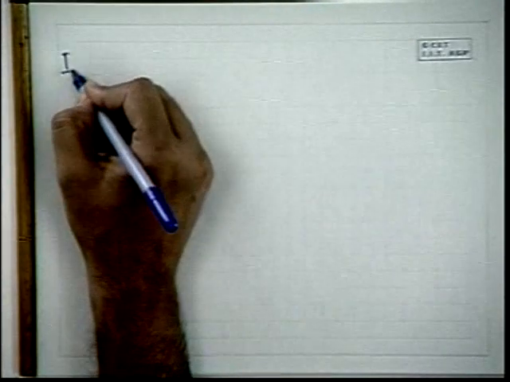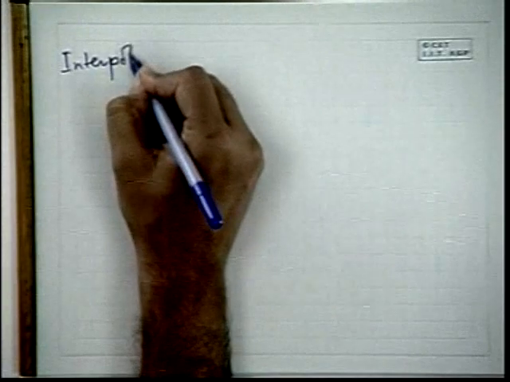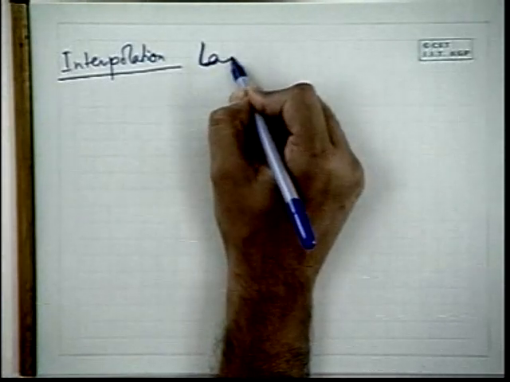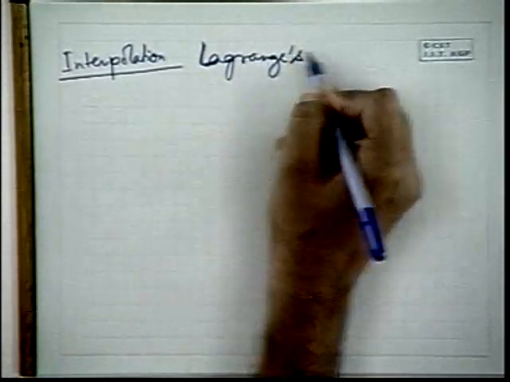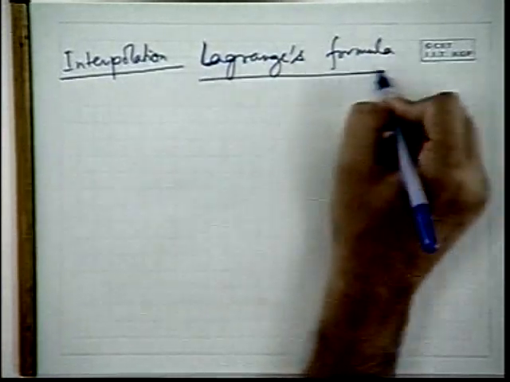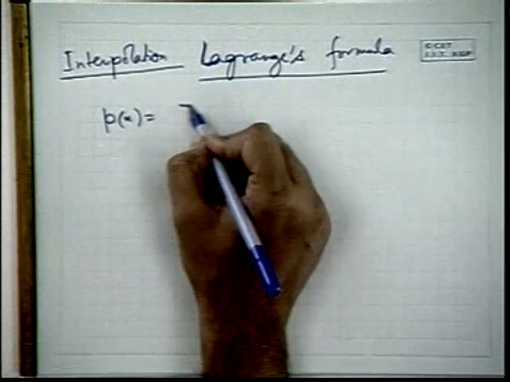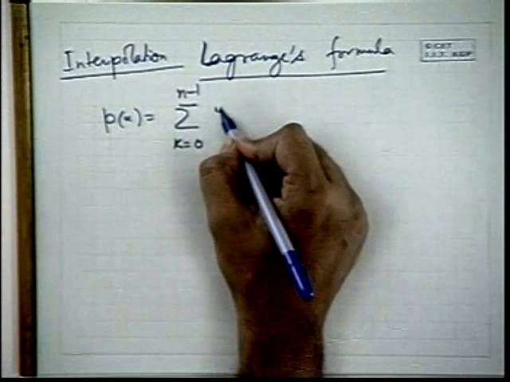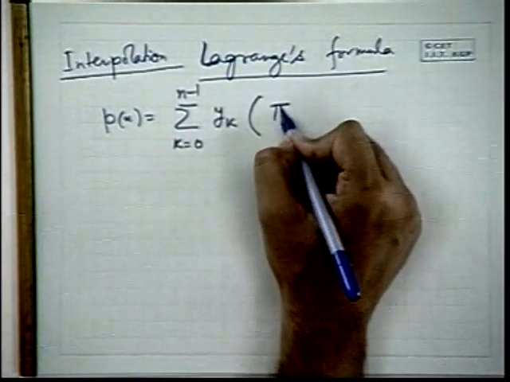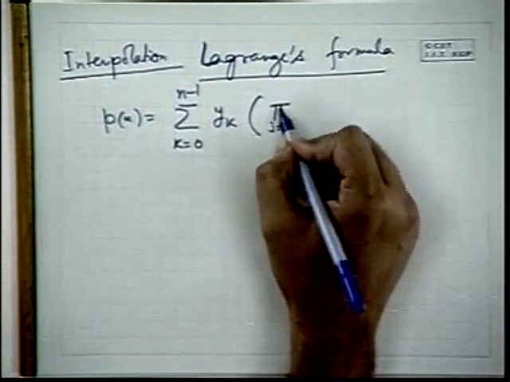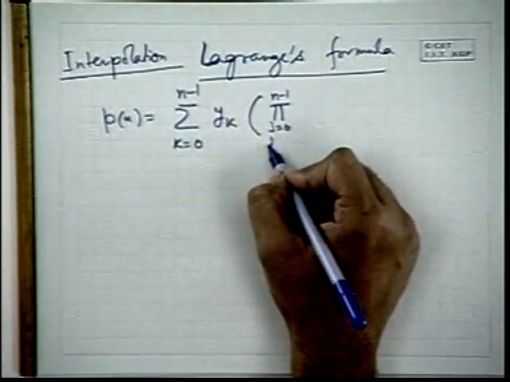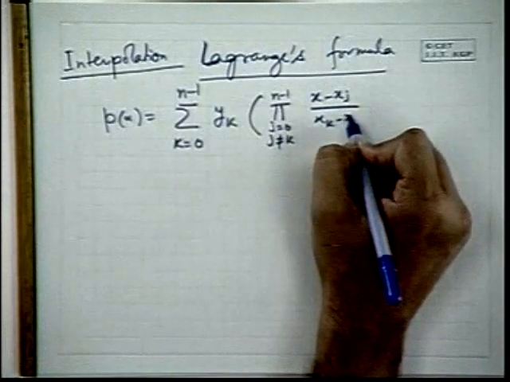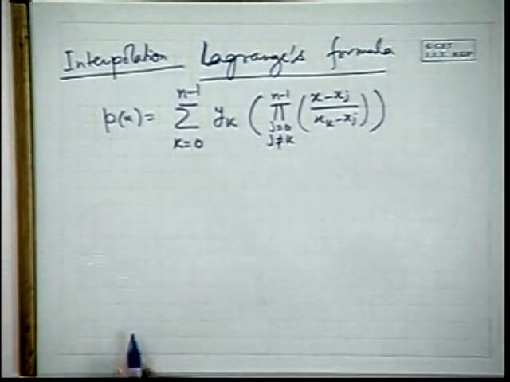Now the last operation is interpolation. How do we do interpolation? The straightforward technique is the Lagrange formula. What is the Lagrange formula? Using the Lagrange formula we can interpolate. The formula is this: P of x can be expressed as the sum over k going from 0 to n minus 1 of y_k, times the product over j going from 0 to n minus 1, j not equal to k, of (x minus x_j) over (x_k minus x_j). So this is the formula.